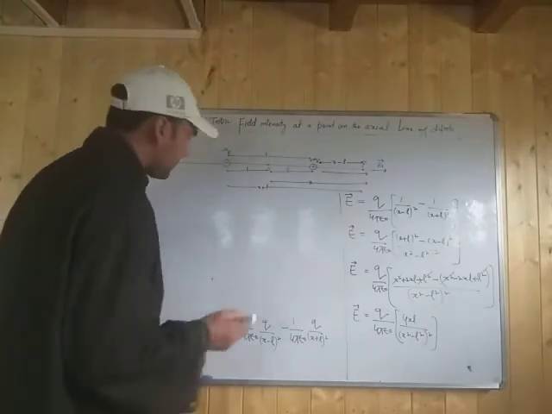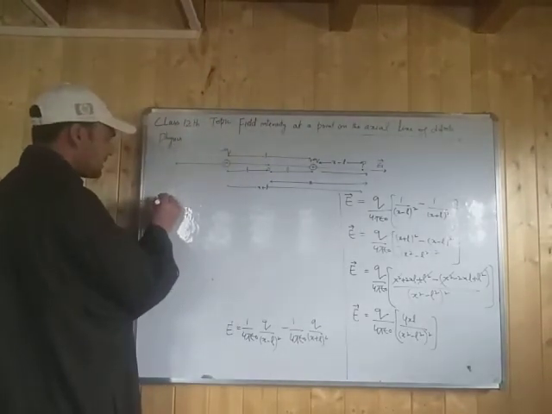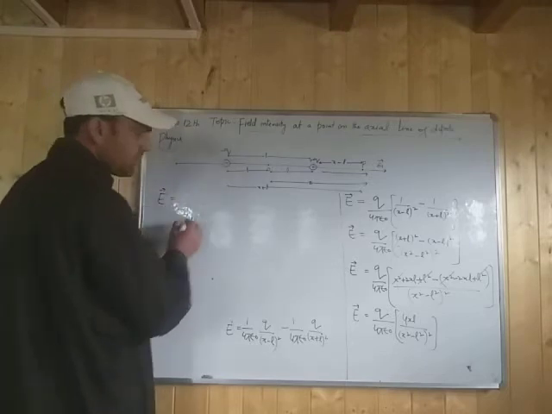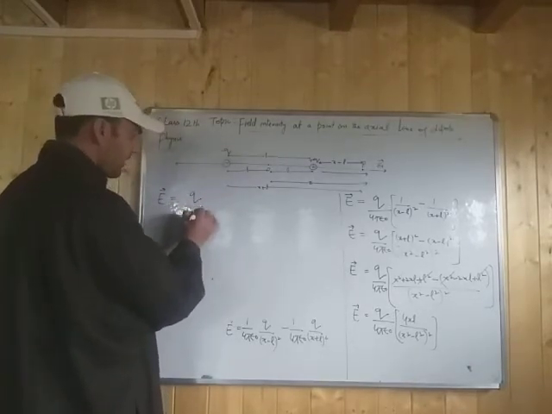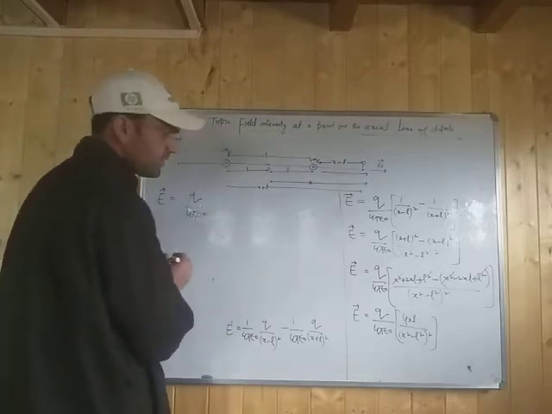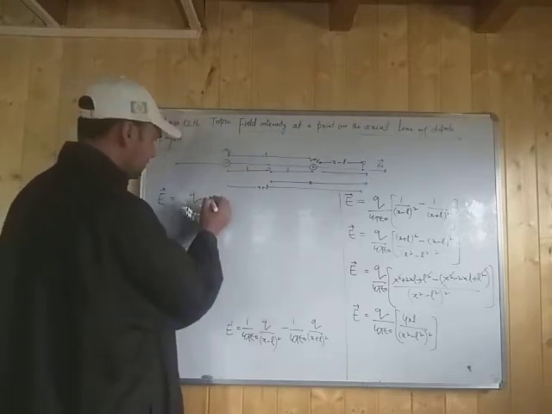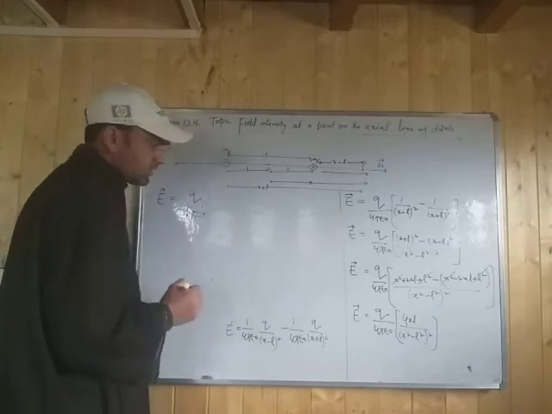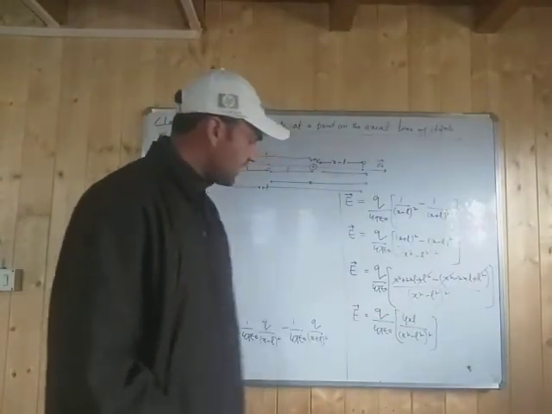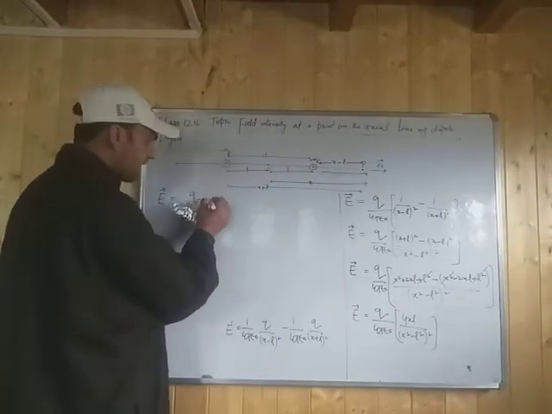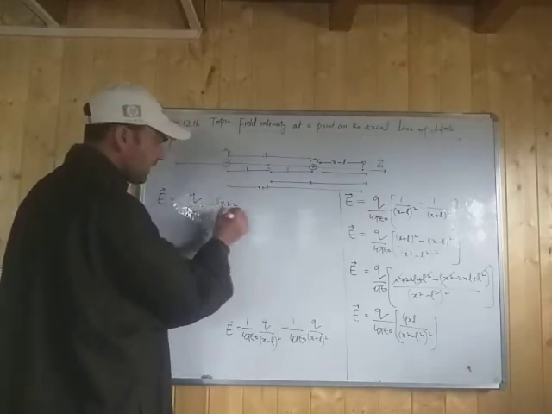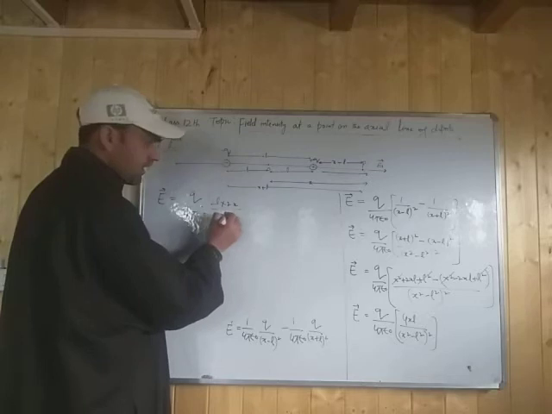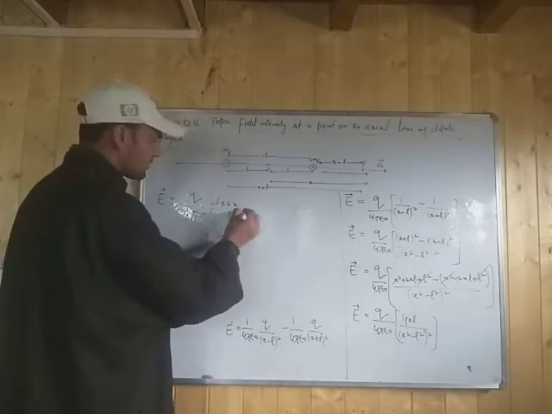Or we can write here E is equal to Q divided by 4 pi epsilon naught into 4xL. So 4xL, we'll write it as 2L into 2x divided by (x square minus L square) whole square.